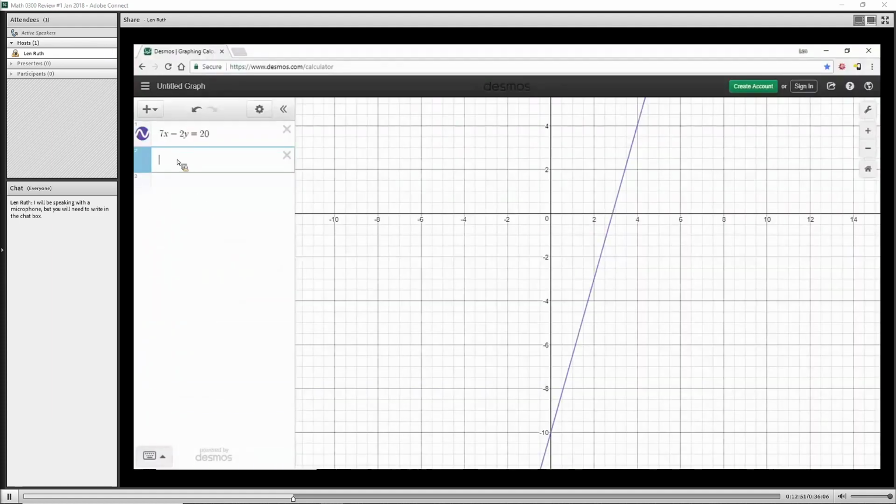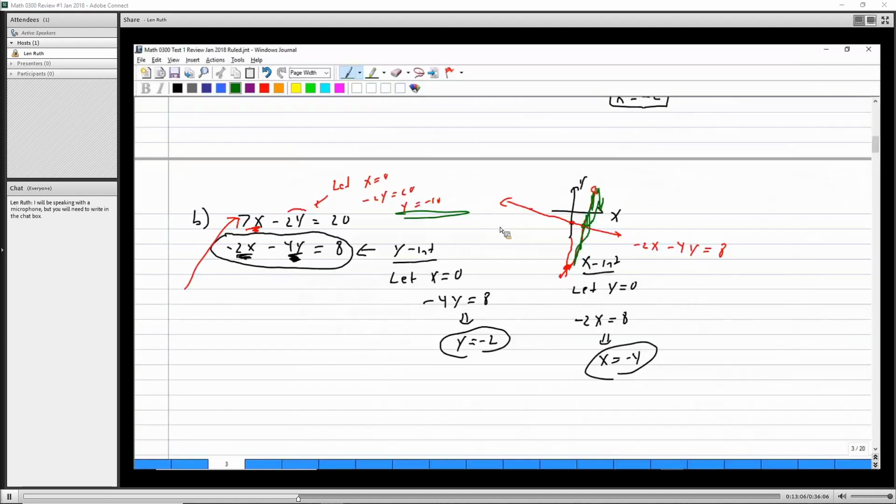And then the other one is -2x minus 4y equals 8. This is the one that was easy to graph. You have a y-intercept at -2 and an x of -4. So x of -4, y of -2, that's this other line over here.